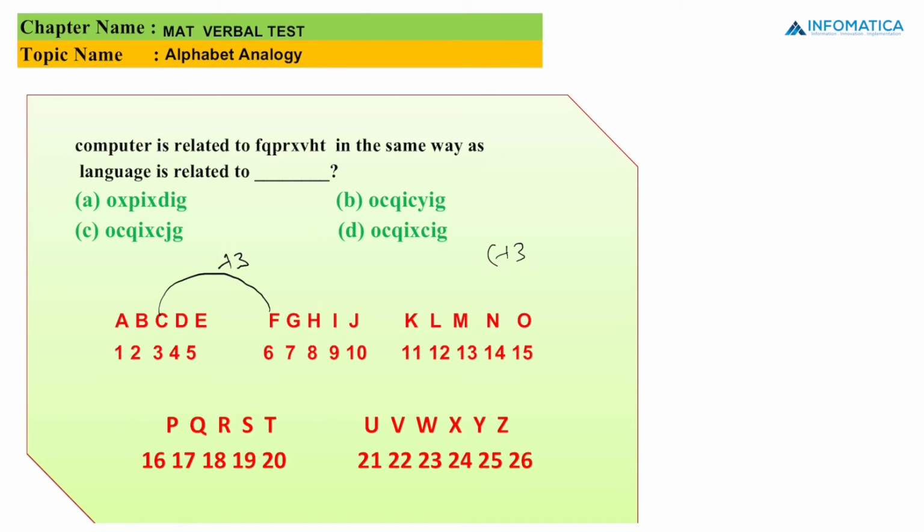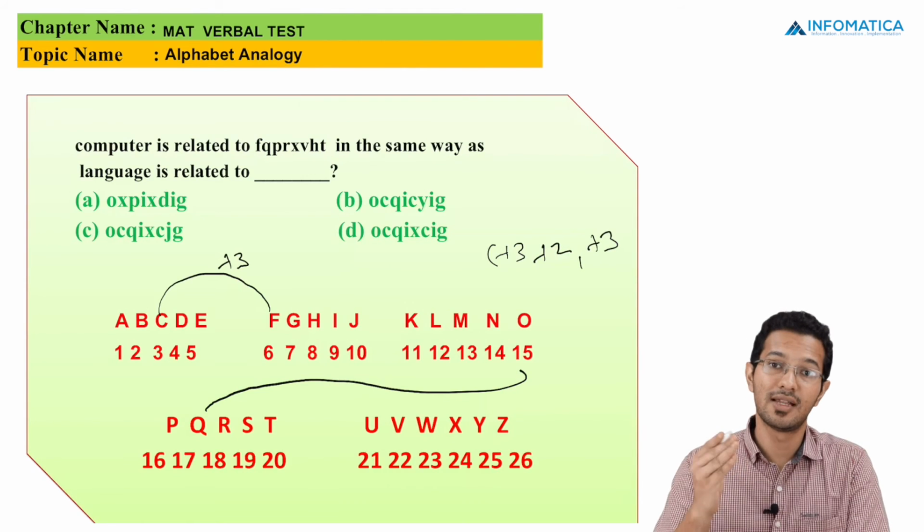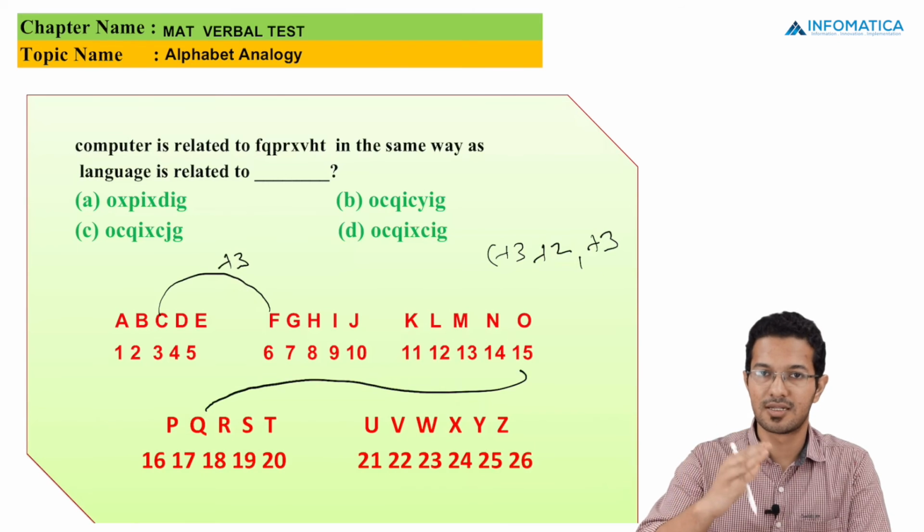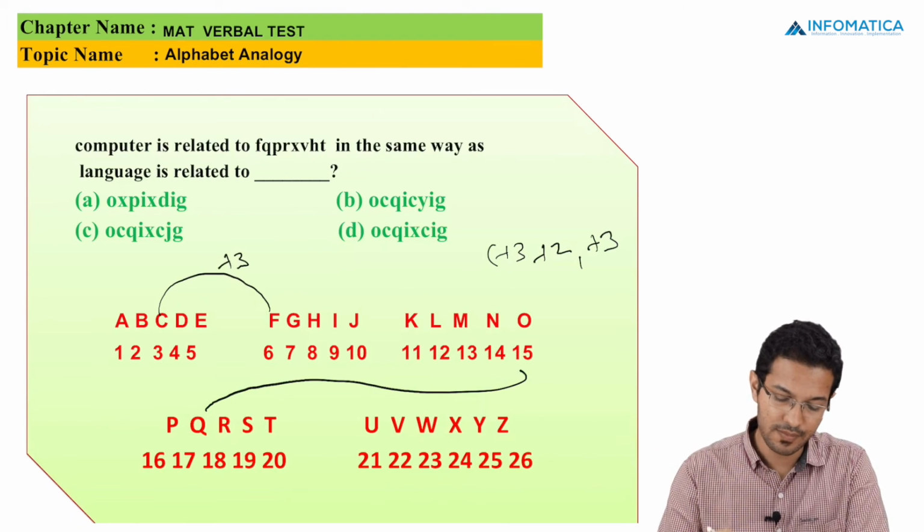O is related to Q. So I have gone 2 steps forward. M is related to P. So again I have gone 3 steps forward. I guess this might be an alternate pattern like plus 3, plus 2, plus 3, plus 2 and so on. Let's see it, how it works.